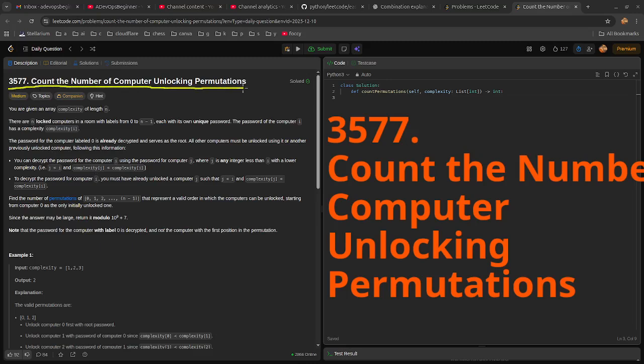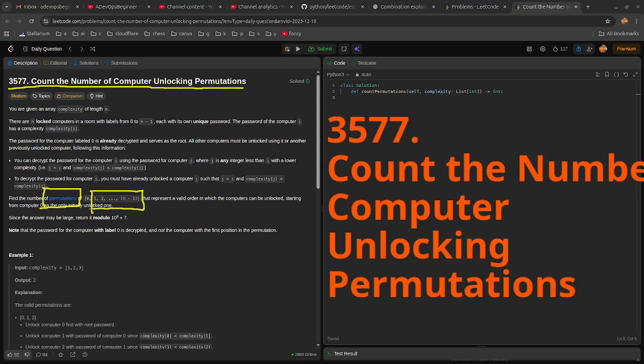Leetcode Daily Challenge. It is a medium problem, 3577. Count the number of computer unlocking permutations. I don't really understand why this is a medium problem, because the solution for this one is pretty straightforward. All we are asked to do is to find the permutation of these numbers.